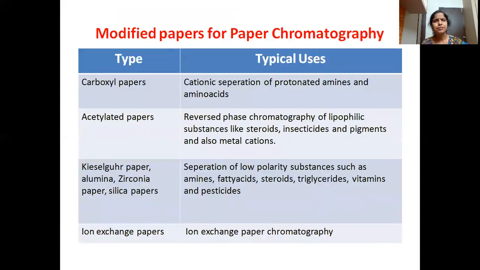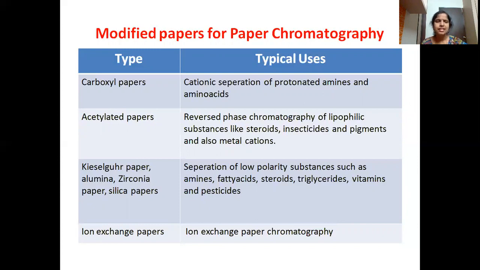Now there are some papers that we can modify, and you can see some examples given here. One is carboxyl papers. These can be used for cationic separation of protonated amines and amino acids. So if you have a sample where we need to separate a mixture of amines and amino acids, we can use these carboxyl papers. The other one is acetylated papers, which are used for reverse phase chromatography. Reversed phase is nothing but changing the polarity of the stationary phase and the mobile phase.